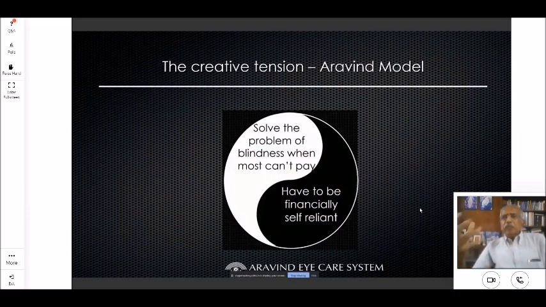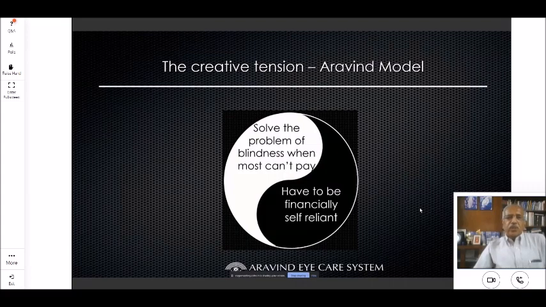And in terms of Aravind, we constantly had this kind of tension in the model. Dr. V said we have to treat everyone whether they can pay or not. On the other hand, he also said we shouldn't go around begging for money. We have to be financially viable. So you can see this tension playing out, and I think it is these kinds of tensions that have continually made us innovate and become what we are.